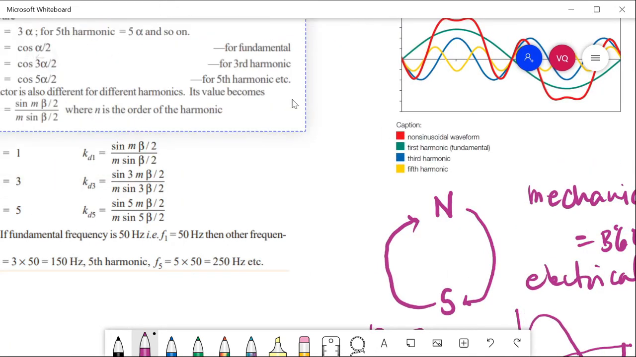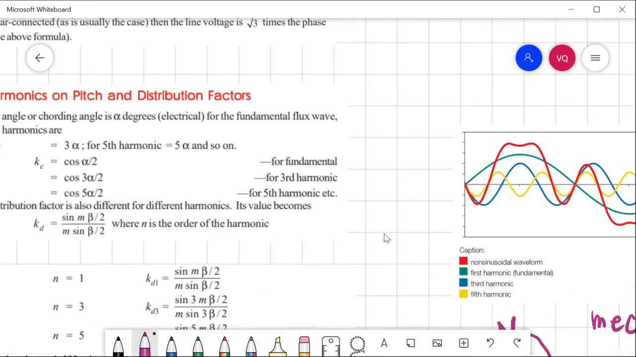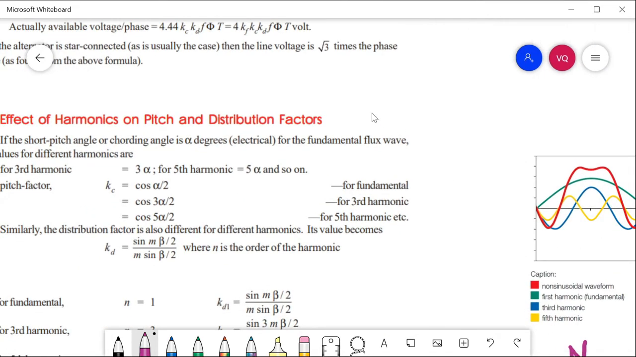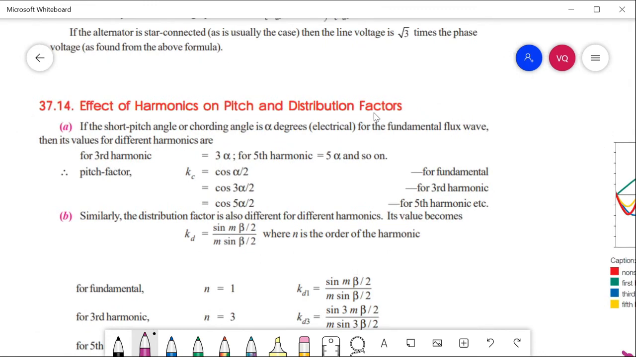So for harmonics, for third harmonic, we have 3 alpha. For fifth harmonic, 5 alpha, and so on. Pitch factor, Kp or Kc, is equal to cosine alpha over 2 for the fundamental, cosine 3 alpha over 2 for the third harmonic, cosine 5 alpha over 2 for the fifth harmonic.